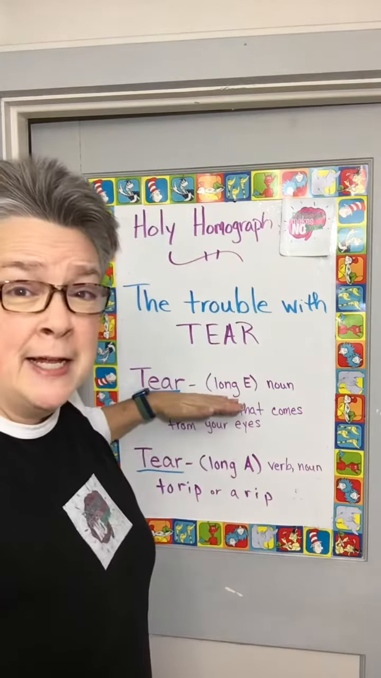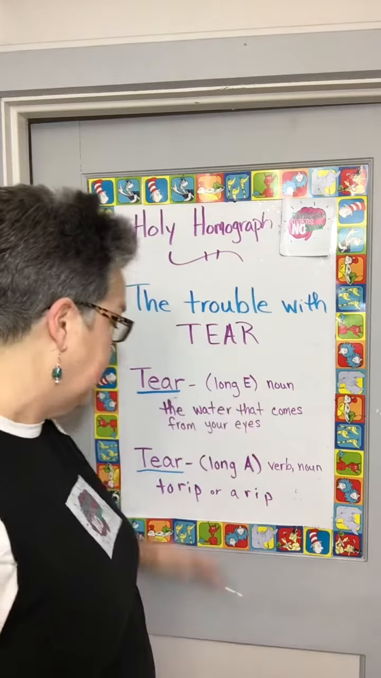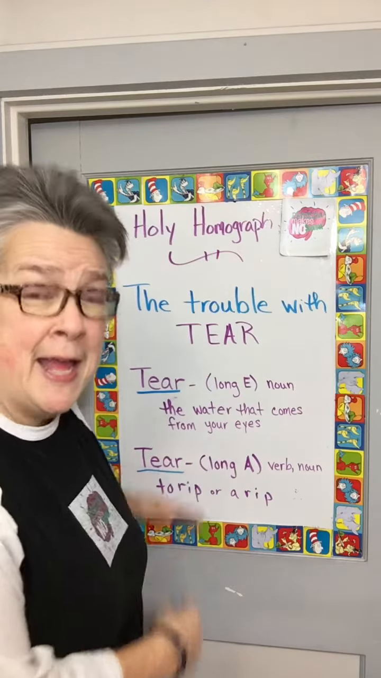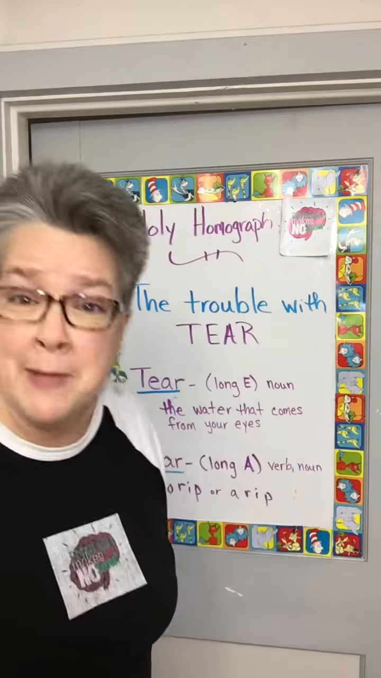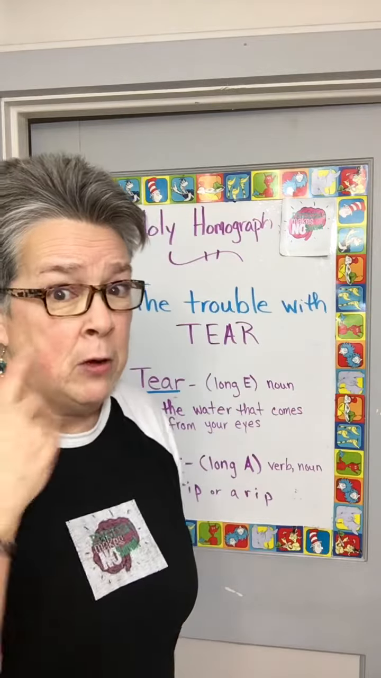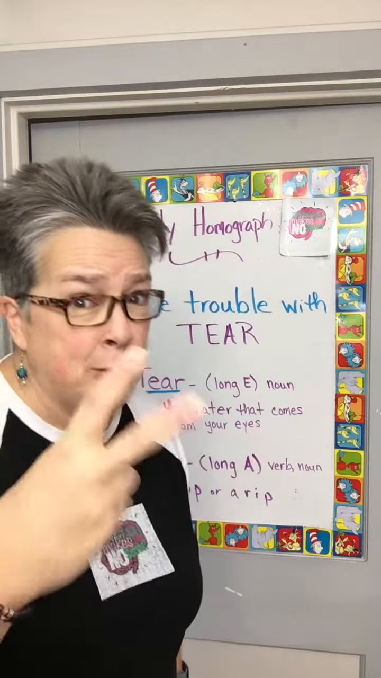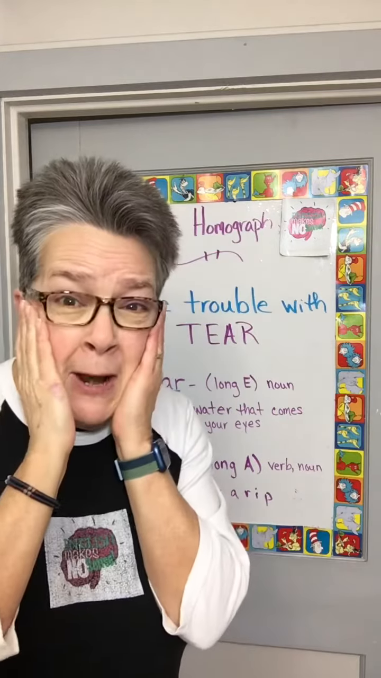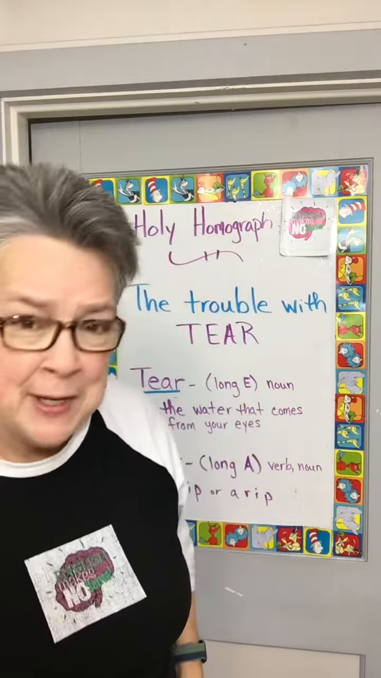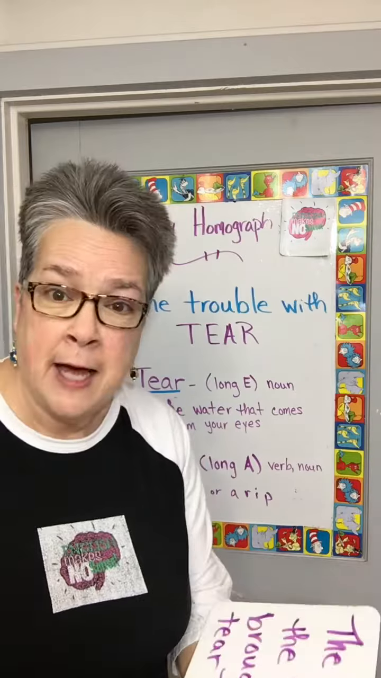T-E-A-R, long E, as a noun, tears that come from your eyes. T-E-A-R, long A, tear means a rip. Got it? Why does English have one word that has two different meanings and two different pronunciations? I don't know, but now you can read and understand this sentence, I hope.